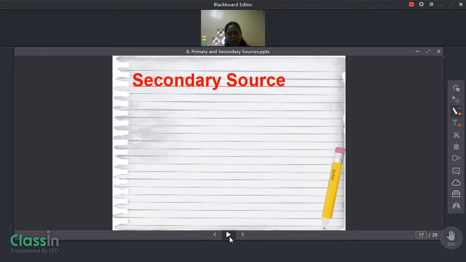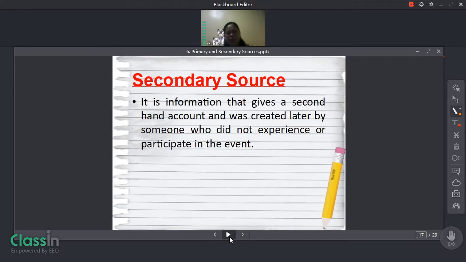Okay, so let's now proceed to the secondary sources of information. We have information that gives a second-hand account, created later by someone who did not experience or participate in the event. So from the root word, second.